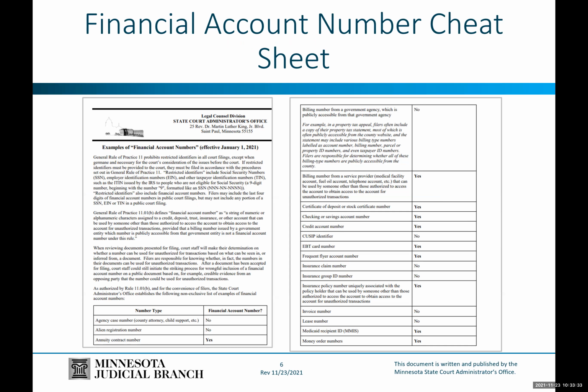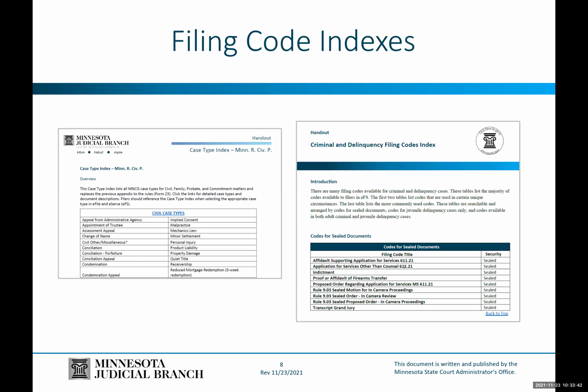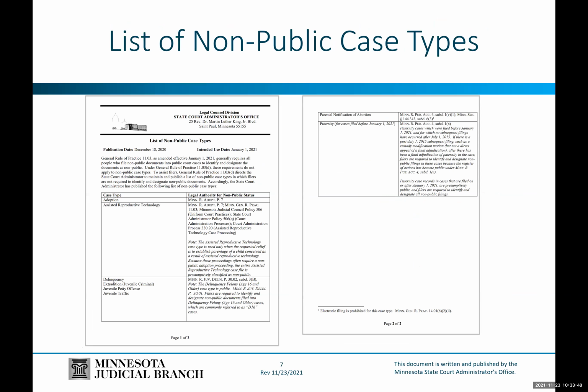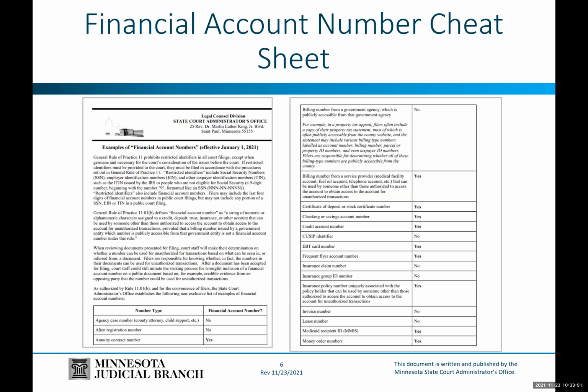Remember, numbers that are financial account numbers and are more than 4 digits in length are restricted identifiers under the Minnesota General Rule of Practice 11. If the full financial account number must be submitted to the court, it must be submitted on Form 11.2 Confidential Financial Source Document Cover Sheet. These forms, along with the confidential cover sheet for submitting non-public documents, are available on the Minnesota Judicial Branch website under Court Forms, Confidential Information.